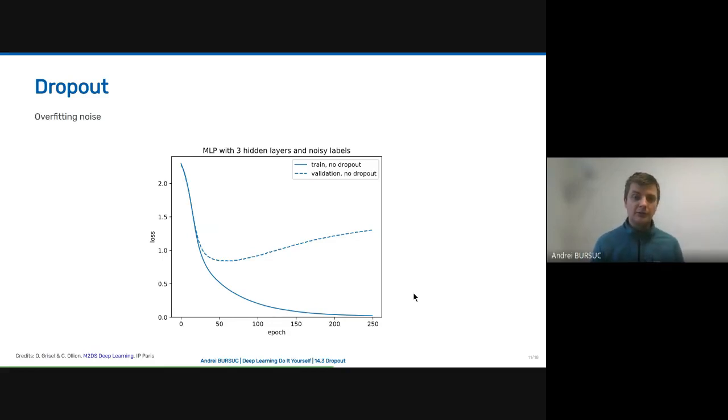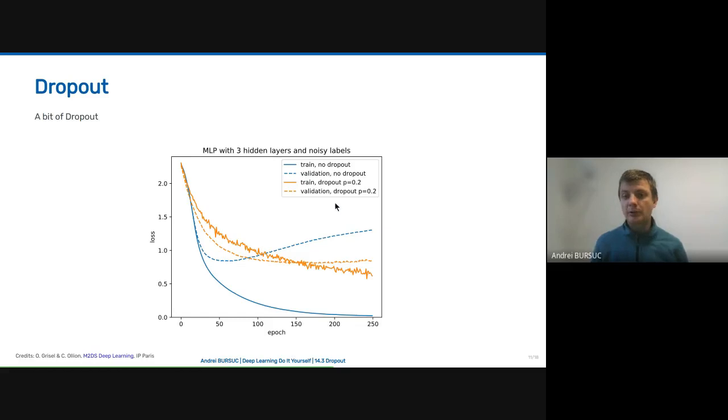We have here an example where an MLP with 3 hidden layers is trained on MNIST, and we have the training loss, which goes very nicely to 0. But then the validation loss shows this pathological behavior of overfitting. We have a big divergence compared to the training loss. So this network doesn't use any dropout.